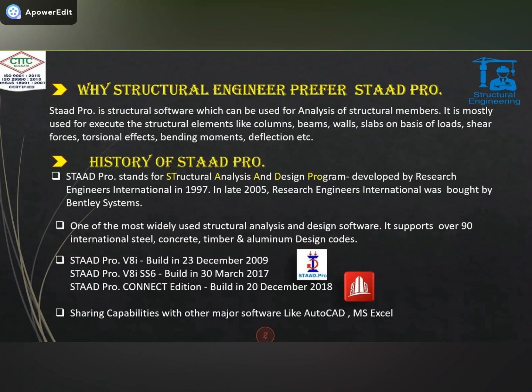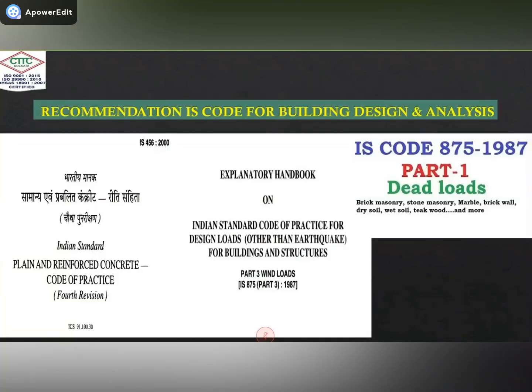It was developed by Research Engineers in 1997, and now the latest version of StatPro is StatPro Connect Edition. So you can use it for sharing files through both AutoCAD and Excel. You will transfer the AutoCAD file to StatPro, and you can also access that file in the StatPro application. So now, here some recommended codes are there.